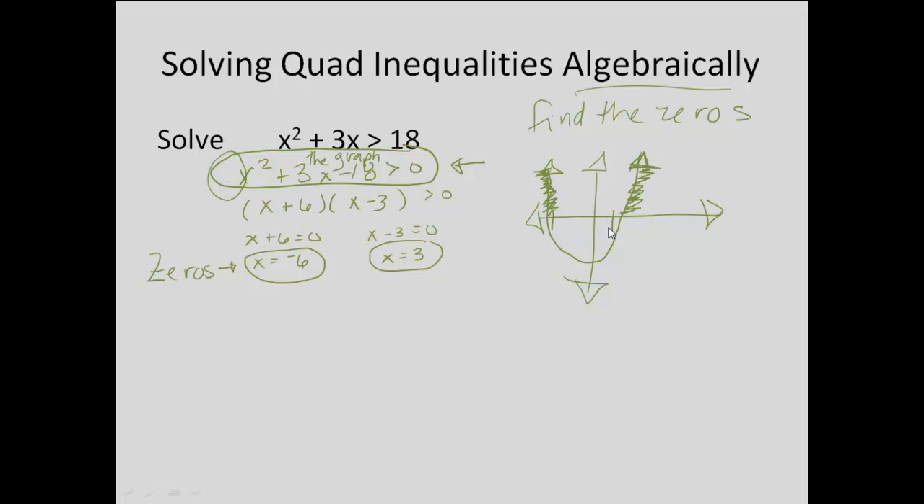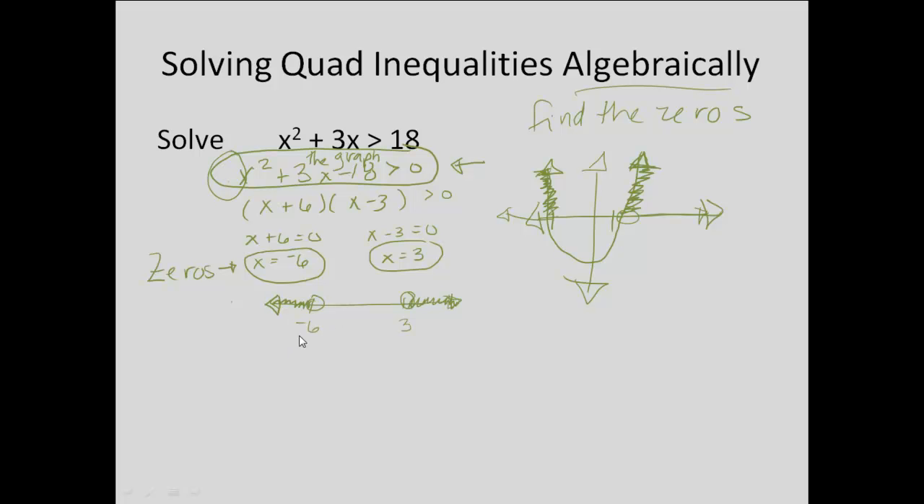Now notice the tails go away from each other. It's not the values in between. We're going to be looking for the x values that go away from each other. So that tells me it's going to be an OR. Now I'm going to put these numbers on a number line just so I have a visual. Here's my -6 and here's my 3. I know that I want the x values going away from each other. So I'm going to be looking at these values and the lower values.